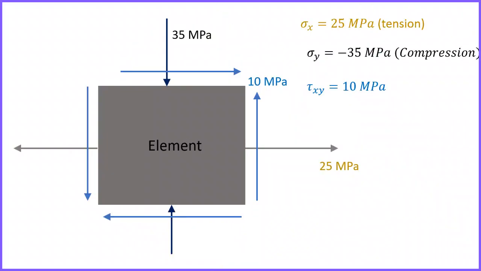So again we use the same element with the same stress state. Sigma x is 25 megapascal and it is tension, sigma y is 35 megapascal and it is compression, and tau xy is 10 megapascal.